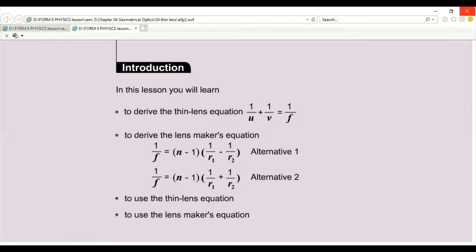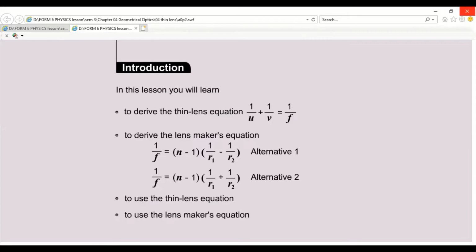Okay, so in this lesson, we will learn and derive the thin lens equation, that's 1 over u plus 1 over v equal to 1 over f. And to derive the lens maker equation, where 1 over f equal to (n minus 1) times (1 over r1 minus 1 over r2). That is alternative 1. Alternative 2, 1 over f equal to (n minus 1) times (1 over r1 plus 1 over r2). That is alternative 2.